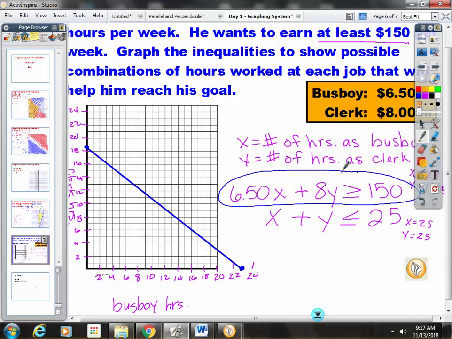I do need to shade one side or the other. If I test 0, 0 in there, it's going to be 0 is greater than or equal to 150. Is that true or false? False. So I want to shade the top side and the right side. So just lightly shade the top half of this graph.